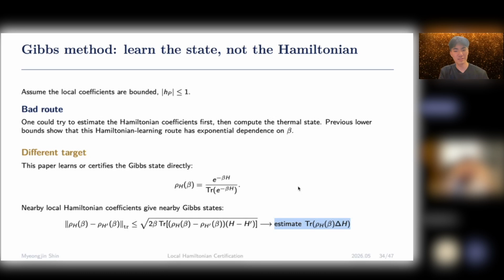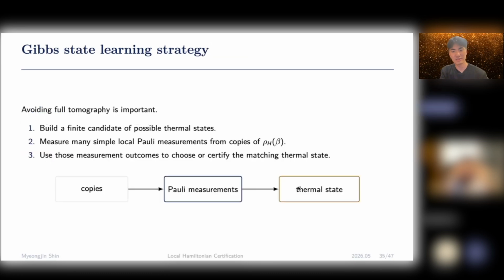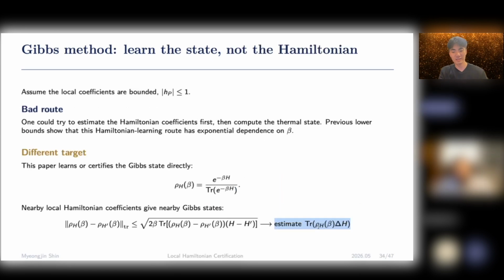And how are we going to do it? We want the sample complexity to be efficient, right? We can interpret this quantity by thinking of delta H as an observable and the Gibbs state as a state. So we can take measurements of the Gibbs state with delta H, and we can obtain this quantity. We can think of it that way.